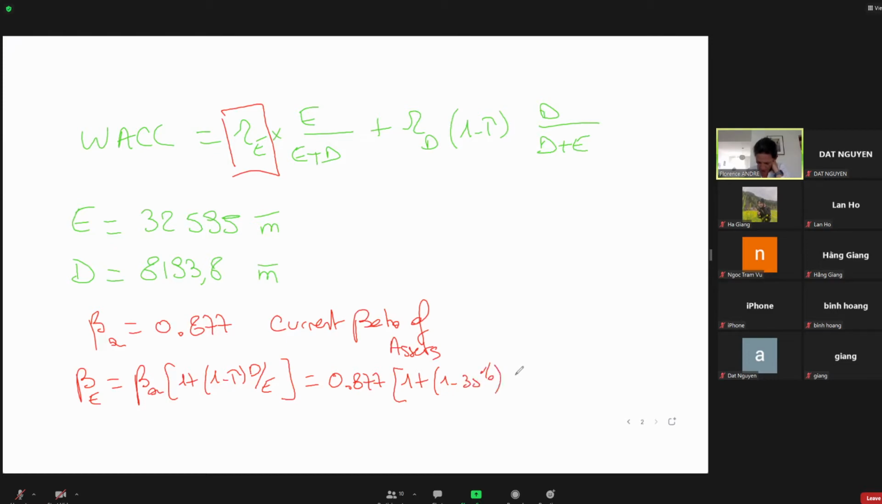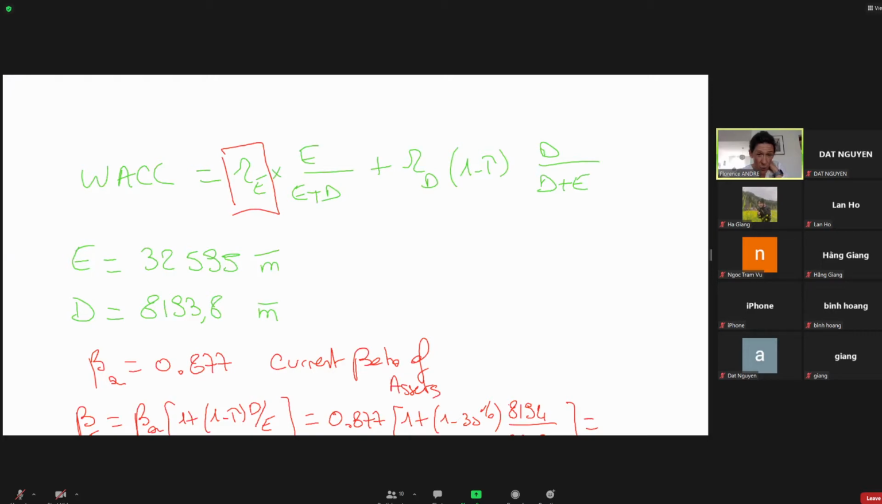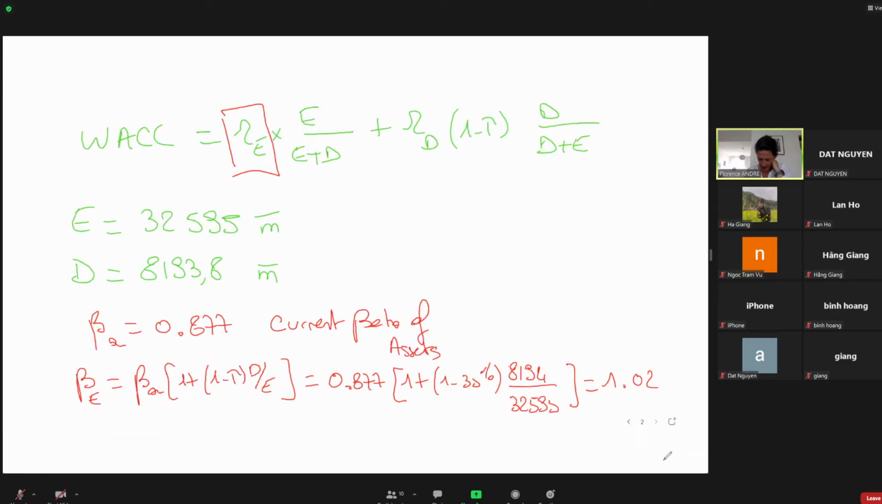Okay, multiplied by debt, so we will take the value we found before divided by equity. Okay, and then we will find a levered beta equal to, I think, 1.02. Okay, so it's the levered beta. And now we just have to apply the formula of the CAPM.